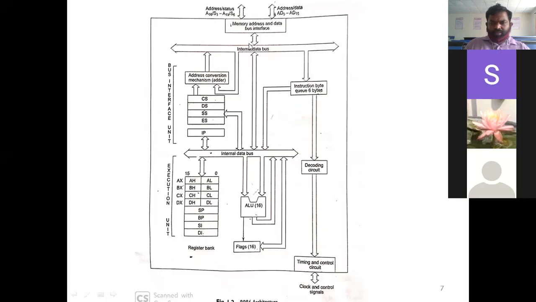Sir, why is each segment only 64 KB? Yeah, very good question. Why is each segment 64 KB? We are going for that particular concept only, because I will tell you the concept now. Why is it not greater than 64 KB, and why is it not less than 64 KB?